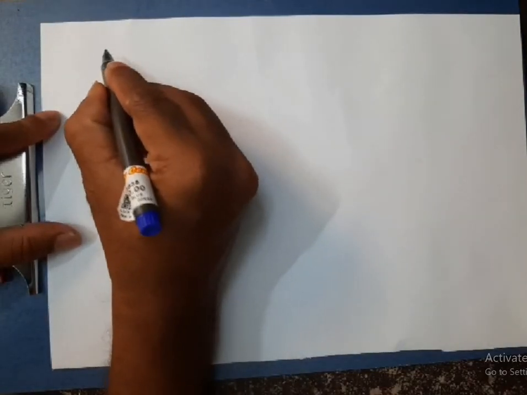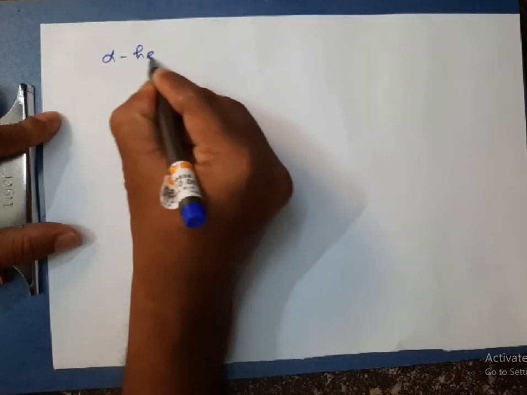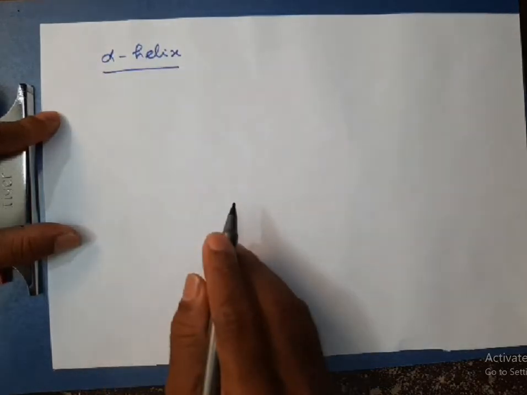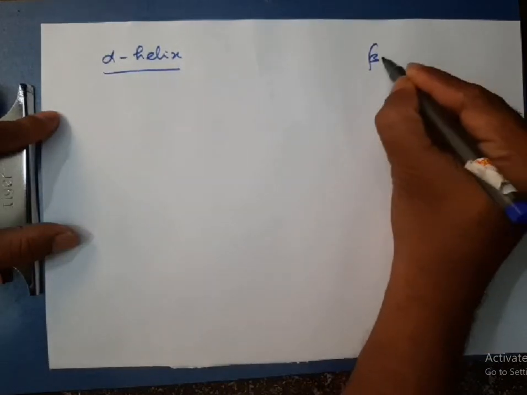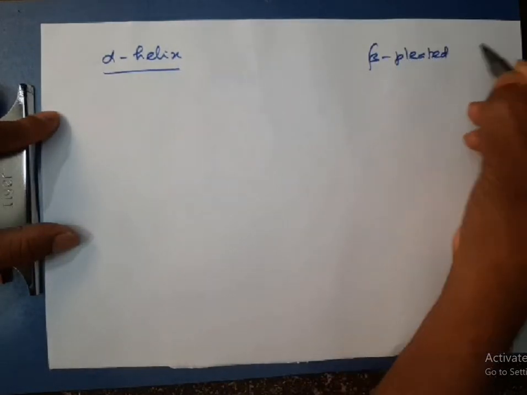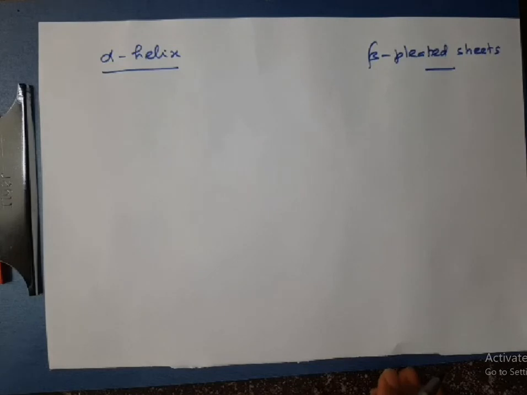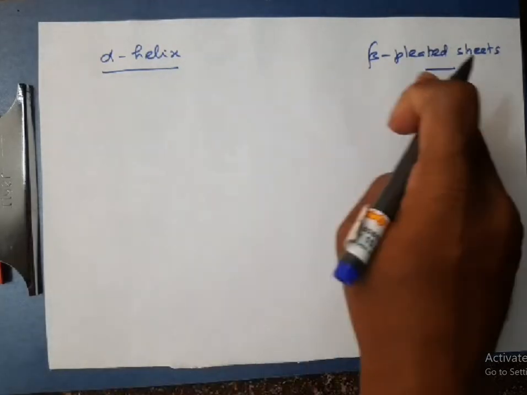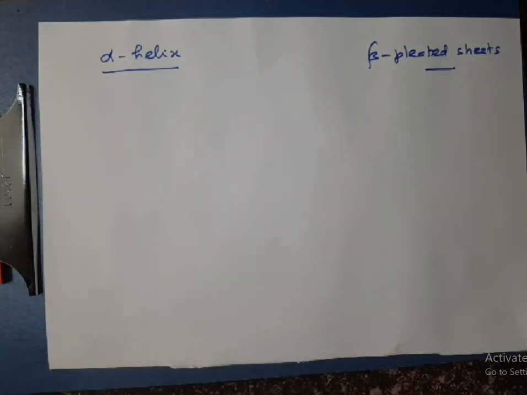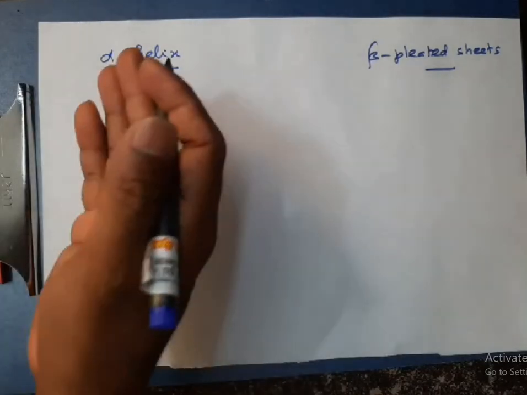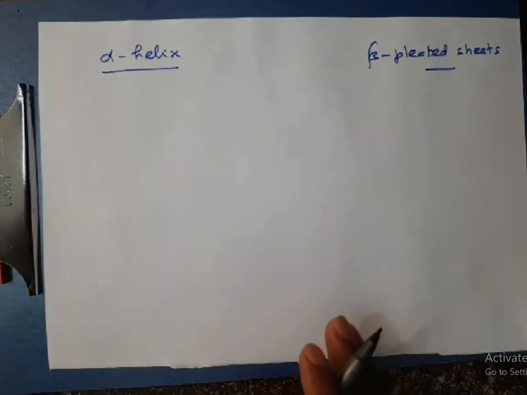Number one, alpha helix structure. Number two, beta pleated sheets. Alpha helix and beta pleated sheets. Protein secondary structure exists in two ways. Secondary structure means very simple. We have a linear polypeptide chain. Now I am going to fold it. The protein folds usually in two ways. One is the alpha helical structure, the other one is the beta pleated sheet.